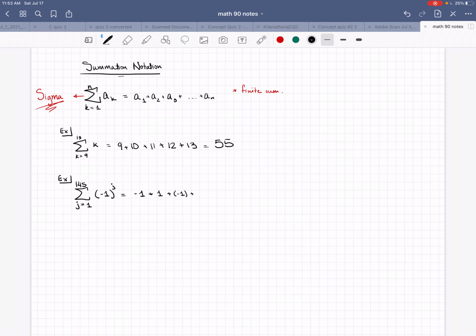Negative 1 to the fourth power is positive 1. Negative 1 to the fifth power is negative 1. Negative 1 to the sixth power is 1 again. So what we notice is that we're starting off on an odd power, right?